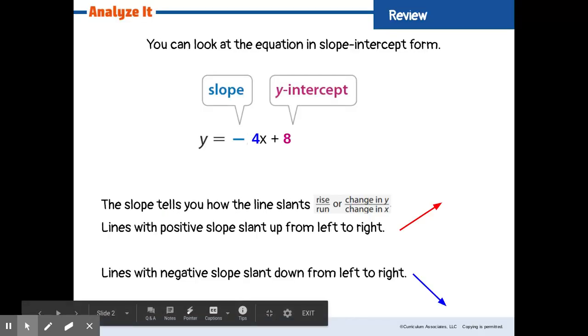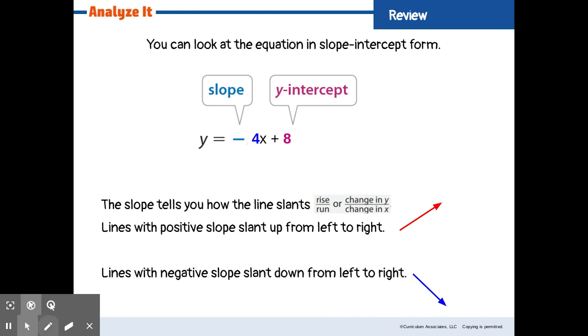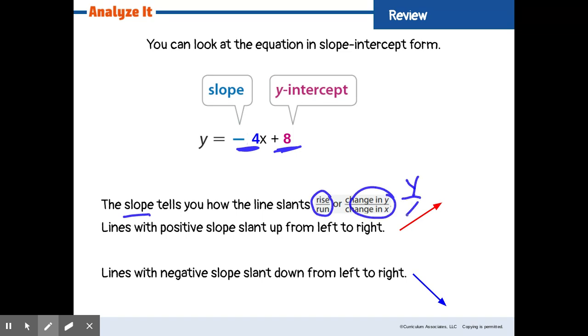Just a quick reminder, with your equation, the number that is with your variable is going to be your slope. So here we have -4 as our slope. And whatever we're adding or subtracting in our equation is our y-intercept. So here we have it as 8. Again, slope is always going to be rise over run, or your change in y over change in x. So basically your y value over your x value when you find it.